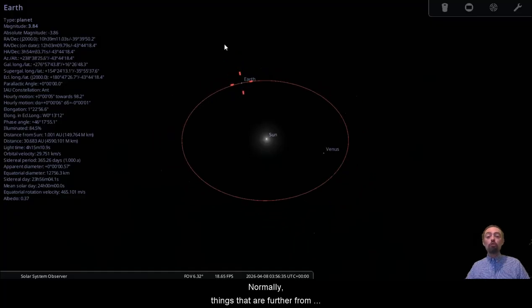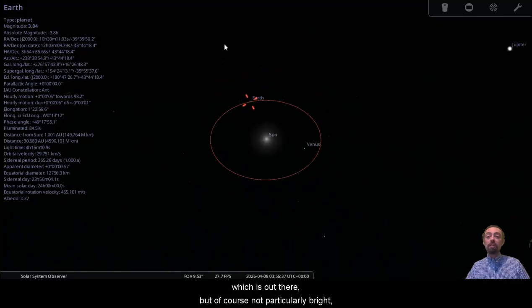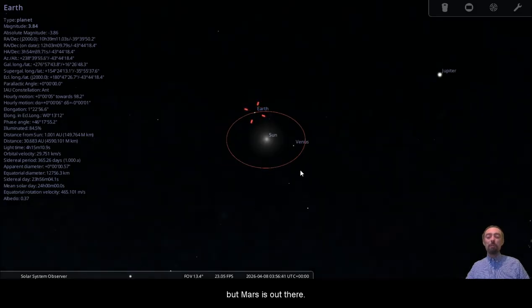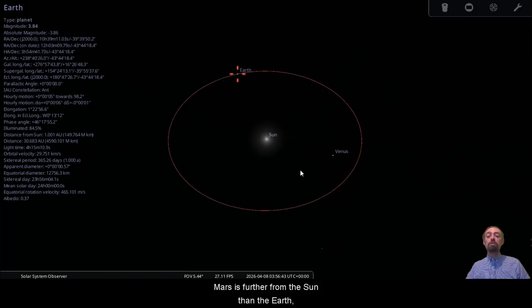Normally things that are further from the Sun, like Mars, which is out there, but of course not particularly bright, so Mars isn't showing up here, but Mars is out there. Mars is further from the Sun than the Earth. It orbits more slowly. Its year is longer. For objects that are in just the right place, the Earth's gravity pulls on them and essentially helps to pull them around the Sun at the same speed as the Earth.